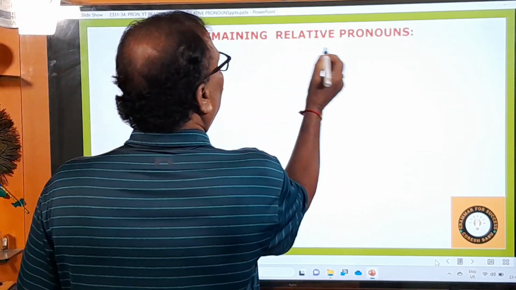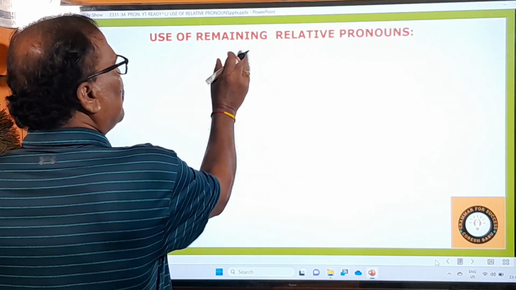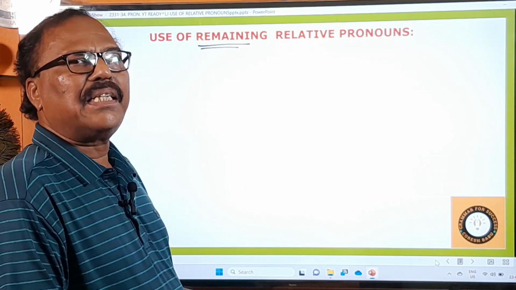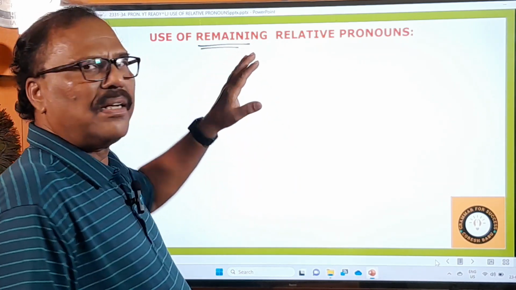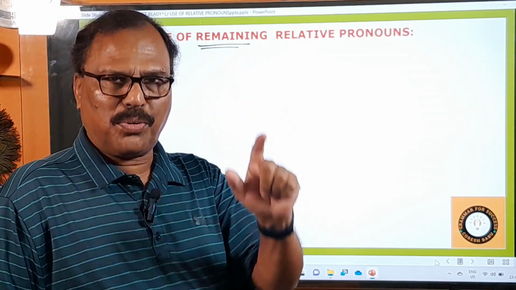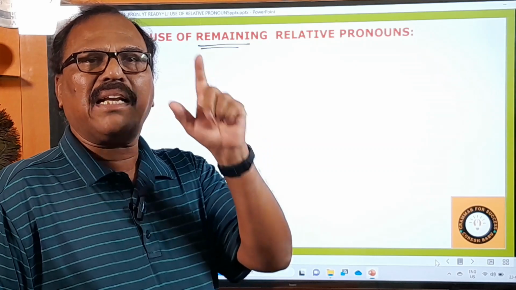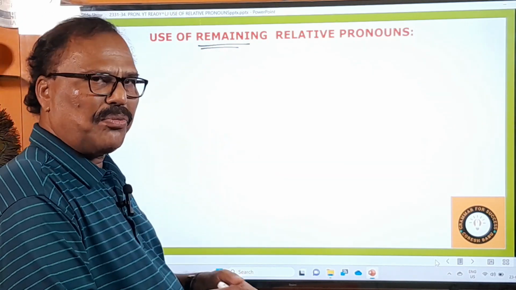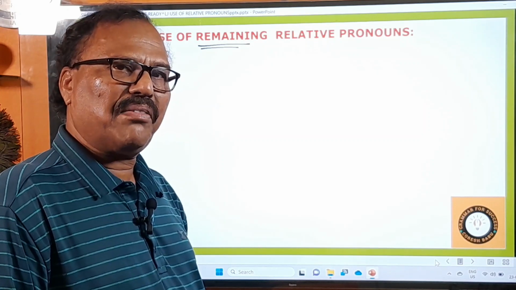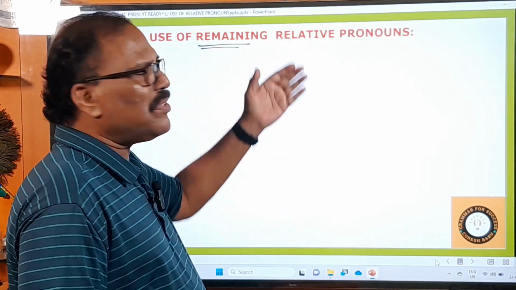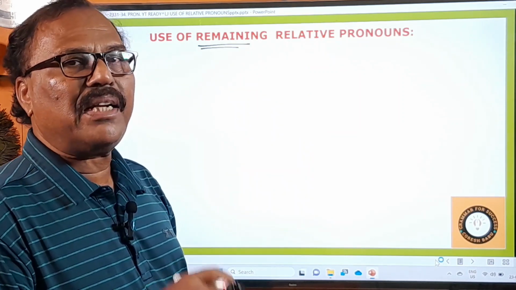Use of remaining relative pronouns. Okay, this is the title. Remaining, I have used the word remaining here. Why? It is because I have already taught you about the use of who, whom, and whose, what, that, and which. About these five relative pronouns I have taught you in my two earlier videos. And in this video I'm going to teach you about the remaining relative pronouns.